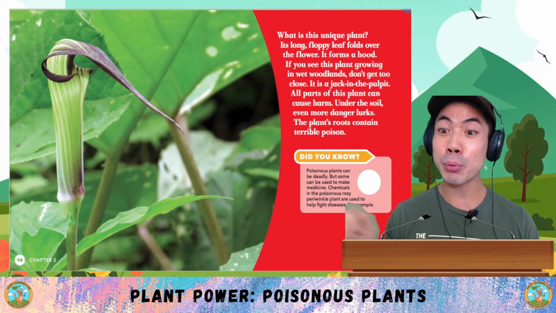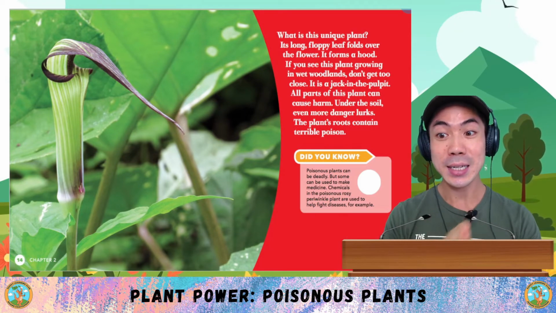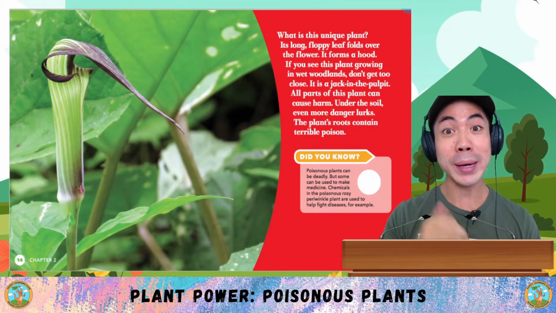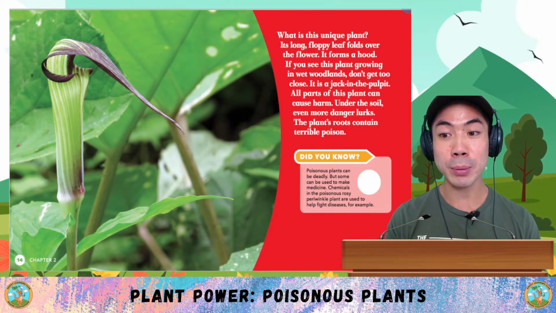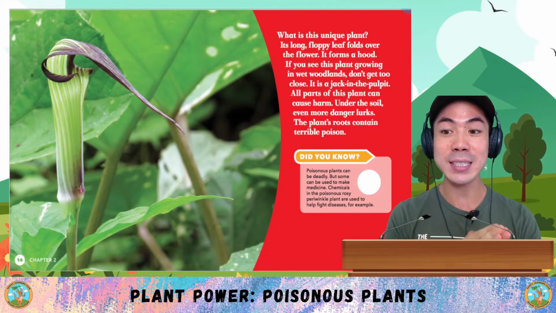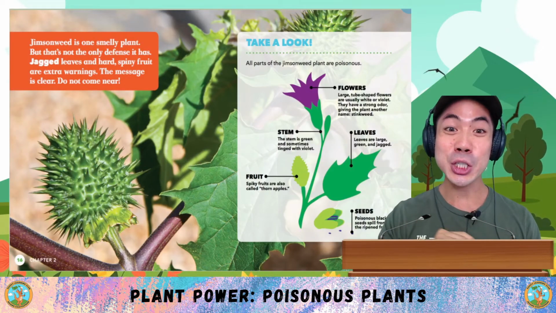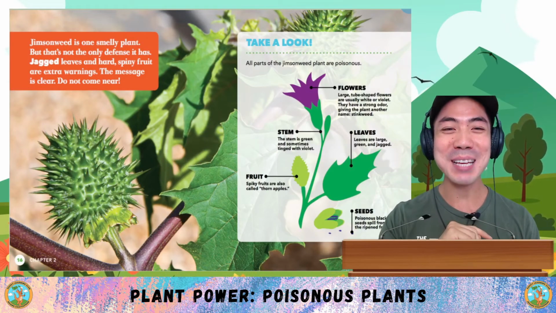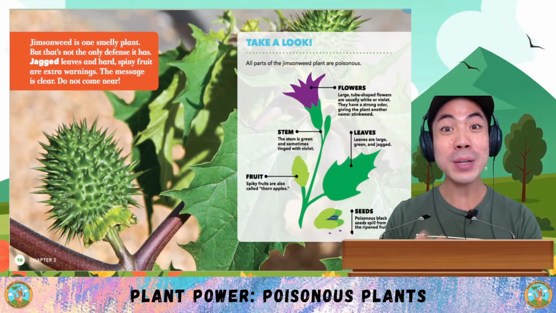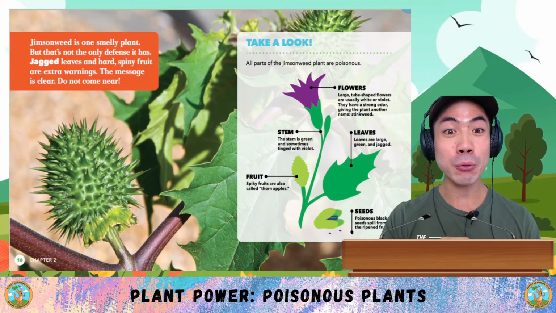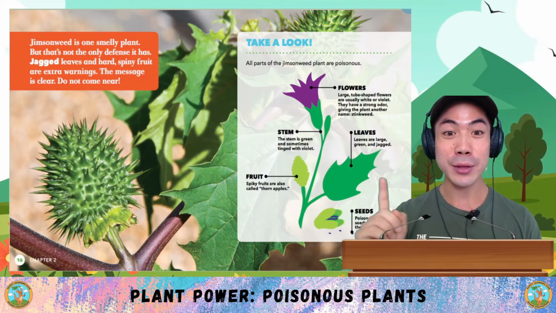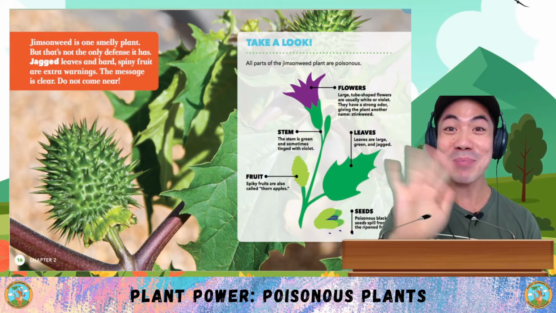Did you know that poisonous plants can be deadly, but some can be used to make medicine? Chemicals in the poisonous rosy periwinkle plant are used to help fight diseases, for example. And then there's Jimson weed, which is one smelly plant. But that's not the only defense it has. Jagged leaves and hard spiny fruit are extra warnings. The message is clear: do not come near.